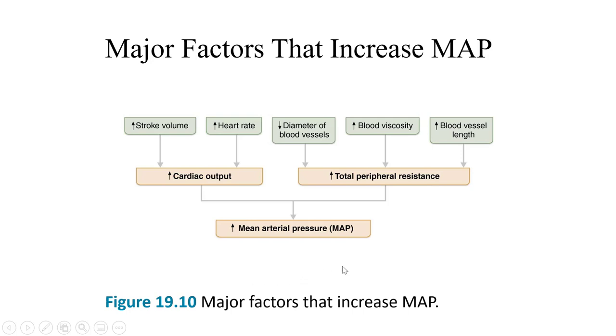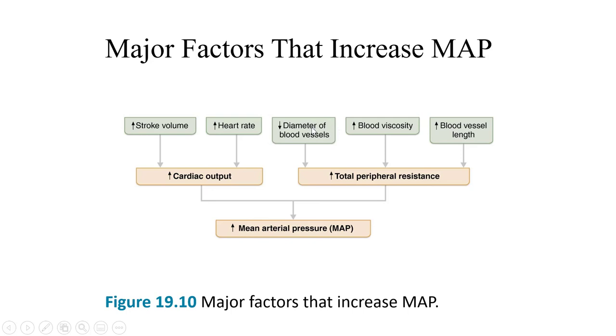This is actually the major factors that would increase the mean arterial pressure, and pretty much it'll tell you that an increase in stroke volume and an increase in heart rate will definitely increase cardiac output. You know what cardiac output is, right? Cardiac output is stroke volume times heart rate. So when both of them are increased, you have an increase in cardiac output, and eventually it will also lead to an increase in mean arterial pressure.